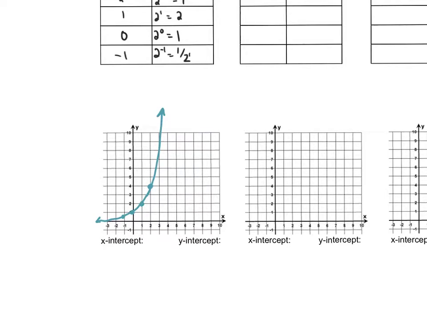Now, this does not have any x-intercept, so there is no x-intercept. There is a y-intercept. The y-intercept is at 0, 1. When we look at the inverse function of logarithmic functions, you'll see how these will sometimes change. We could also talk about the asymptote. There is a horizontal asymptote at y equals 0.